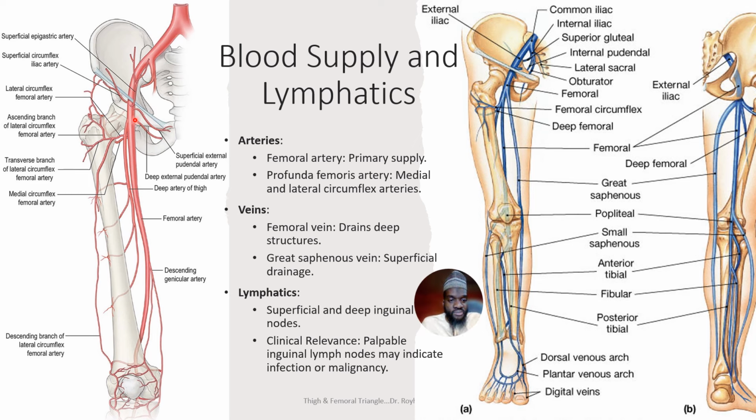So proximally, the femoral artery begins just below the mid-inguinal point, which is midway between the anterior superior iliac spine and the pubic symphysis, right? And then it descends through the femoral triangle, which is a region bounded by the inguinal ligament, which we'll come back to. This will be the second part of this lecture.